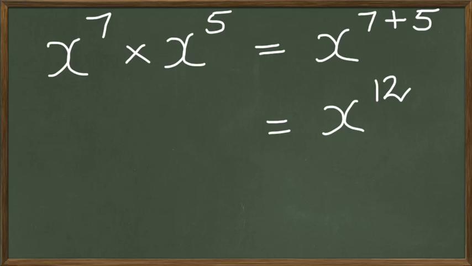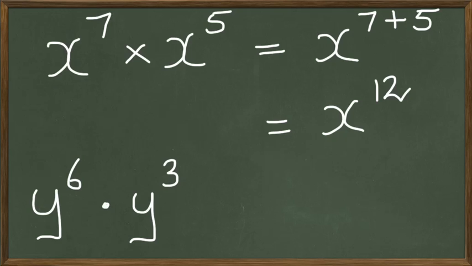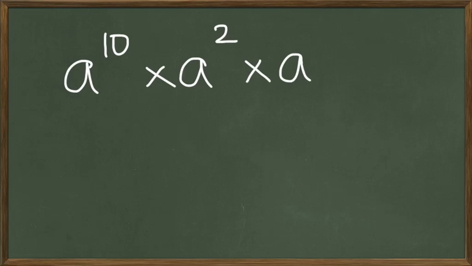Let's try another problem. If I have something like y to the power of 6 dot y to the power of 3, remember that the dot is the same thing as multiplying. So in this case, it'll be y to the power of 9. Just doing a few more quick examples. If you have a to the power of 10 multiplied by a to the power of 2 multiplied by a to the power of 3, then this is a to the power of 15. We just count the number of a's that we are multiplying together.